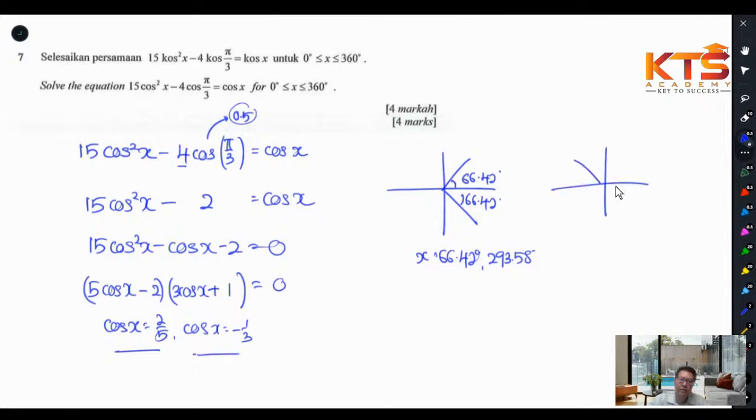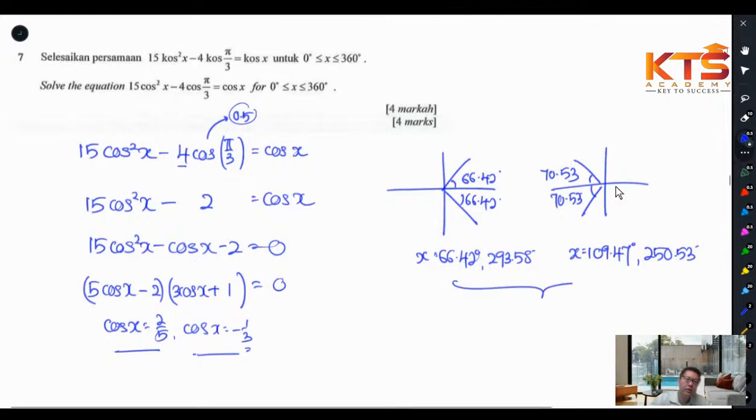This one is negative. Negative is here. Shift cos. You use 1 over 3. You don't use the negative. To find the angle here, you use the positive 1 over 3. 70.53. Otherwise, you don't get the answer. 180 minus 70.53 is 109.47, and then 180 plus 70.53 is 250.53.